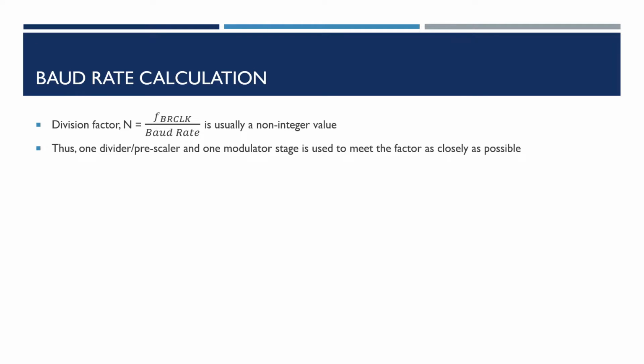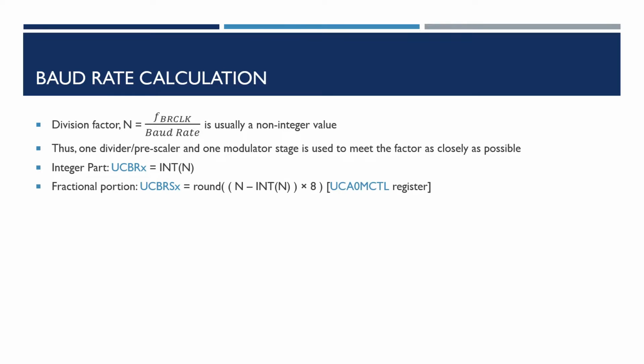So for this, we will have one prescaler and one modulator stage to be used to meet the factor as closely as possible. Now, the modulator and the prescaler is something that we had already seen on the previous slide. So those are the two blocks that will be used for this purpose, for the calculation. Now, the integer part is written to a particular register of UART, which is UCBRX. And the fractional portion is calculated using the mentioned formula and written to the UCBRSX bits of the UCA0MCTL register.